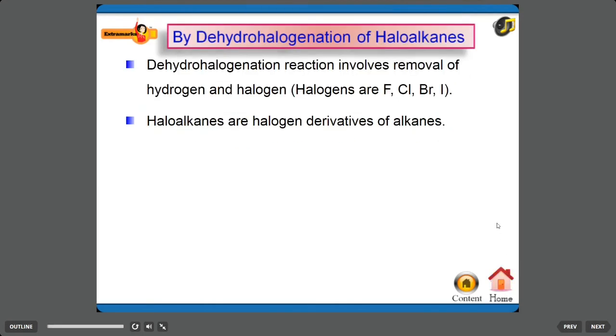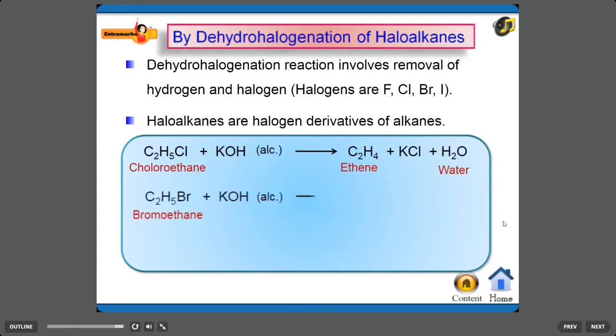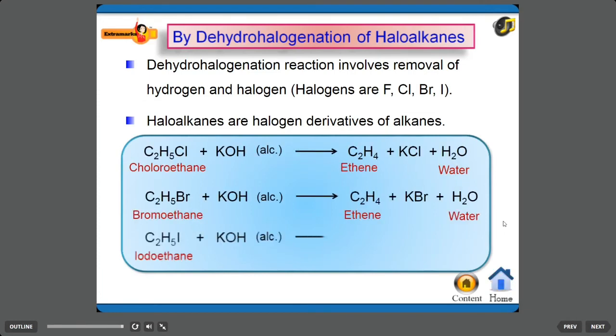The next method of preparation of ethene which we learn is the dehydrohalogenation of haloalkanes. Dehydrohalogenation reaction involves removal of hydrogen and halogen. Haloalkanes are halogen derivatives of alkanes. In this method, ethene is prepared by dehydrohalogenation of chloroethane or bromoethane or iodoethane with alcoholic potassium hydroxide.